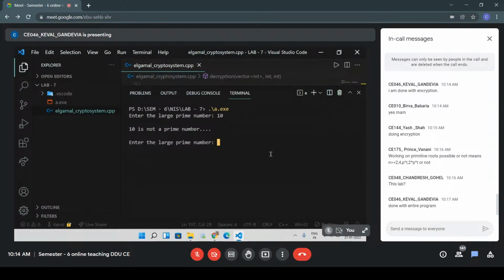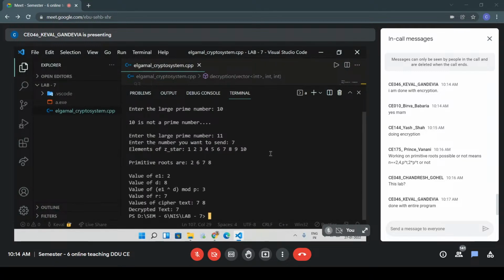Thank you. Here I have the test using the Miller-Rabin primality testing algorithm, to check whether the entered number is a prime number or not. So that is also I'm verifying. Now I'm entering the prime number, let's say 11. Then here I'm asking for the message that the user wants to send to the receiver. Let's say the message is 7, and on the decrypted side we also got 7. And here I'm printing the values of the elements of Z star, primitive roots, then the values of E1, E2, D, R, the ciphertext is this one, and this is the decrypted text.